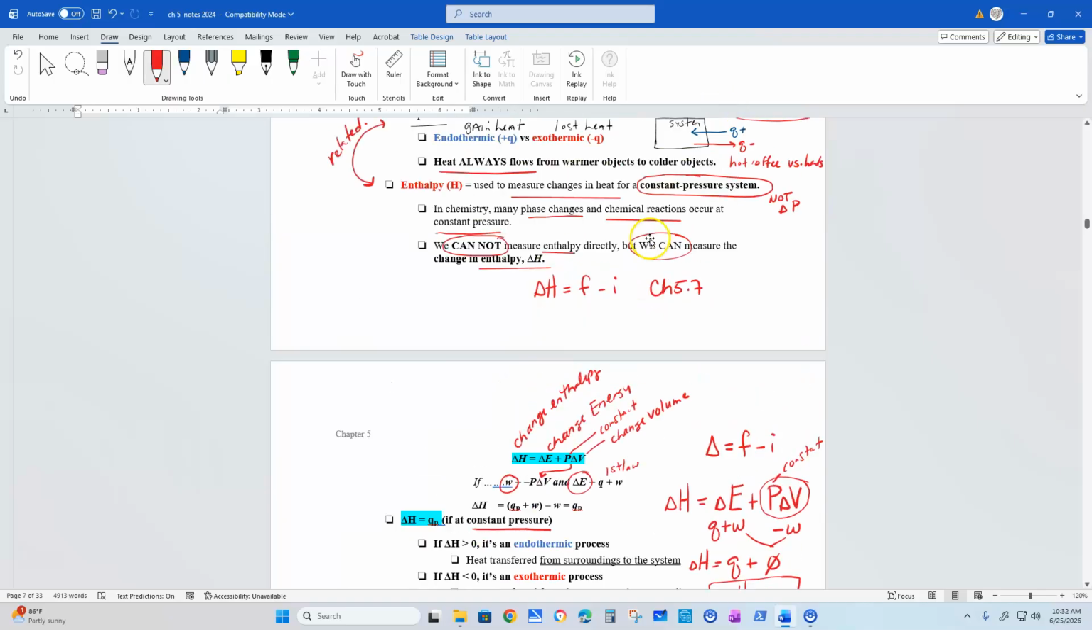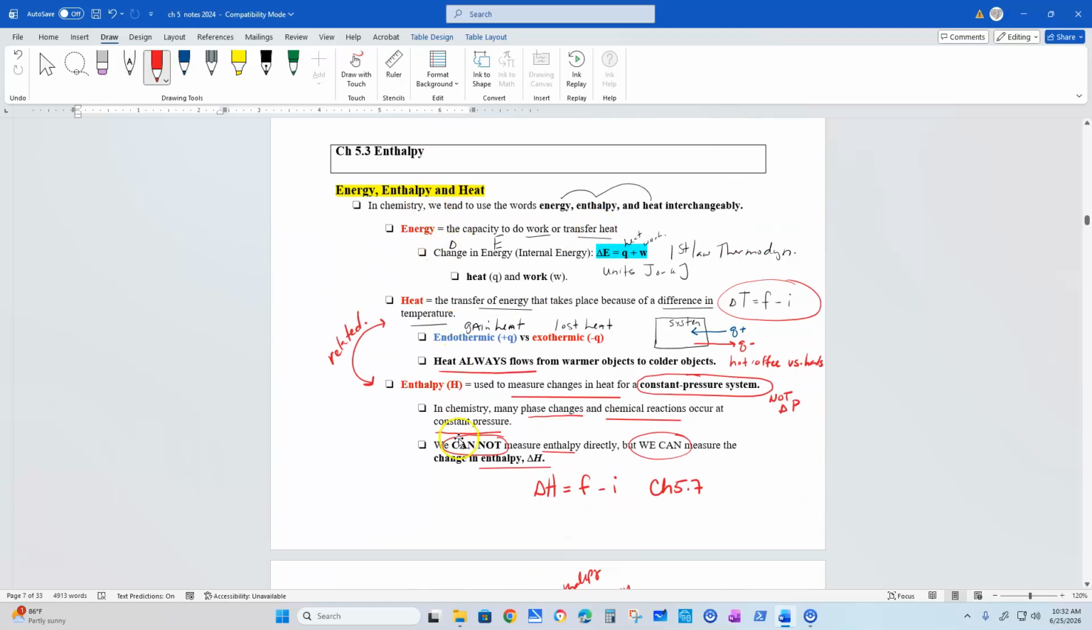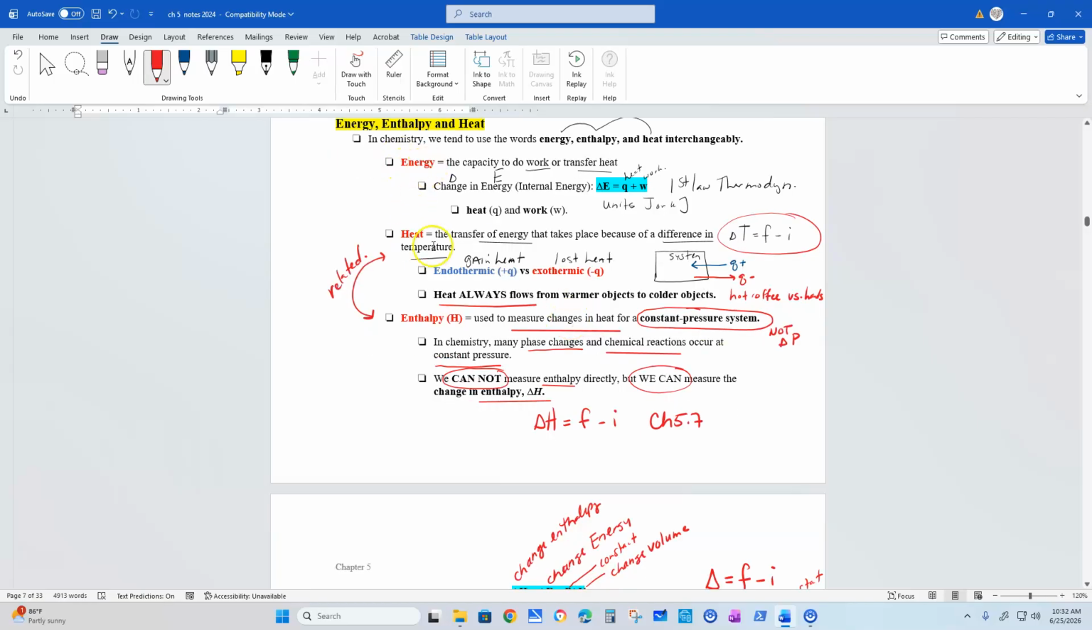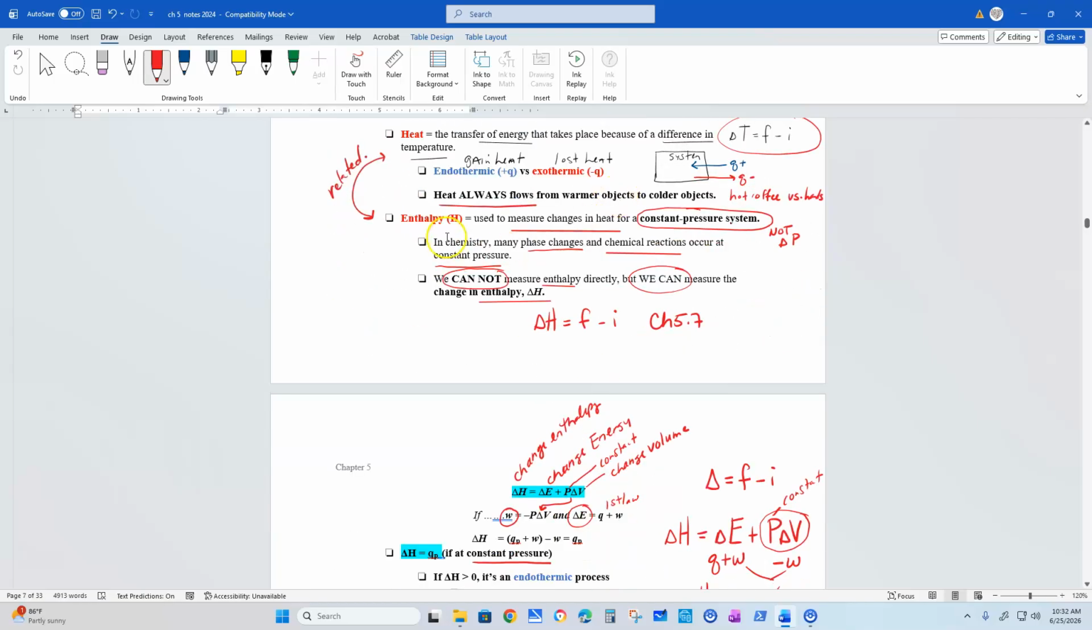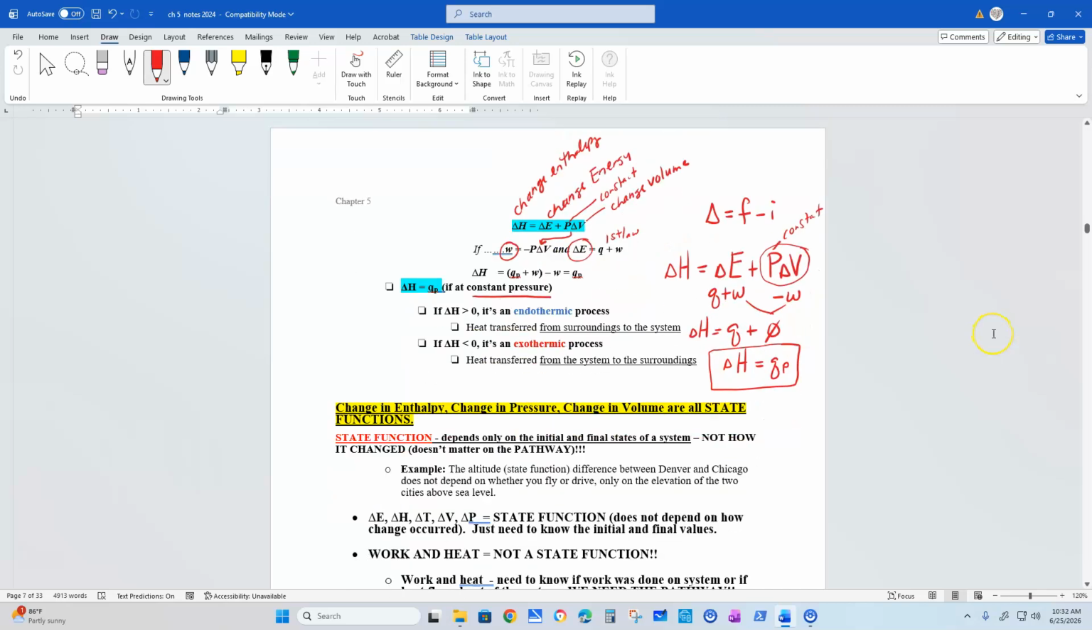So how do all three of these correlate with each other? Well, if I know what energy is doing, Q and W, and if I know what heat's doing, then I can take energy, heat, and work, and I can figure out what enthalpy is doing. We call it the change in enthalpy. Now, enthalpy and heat go hand in hand.